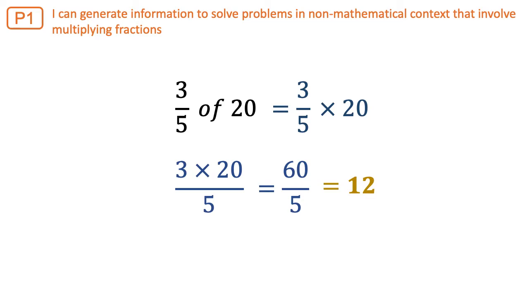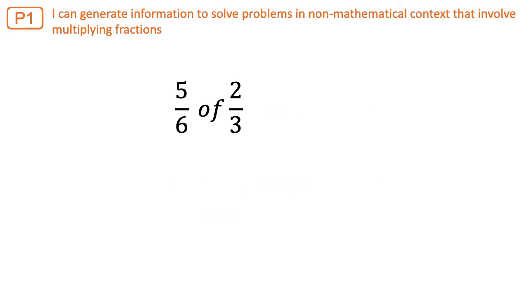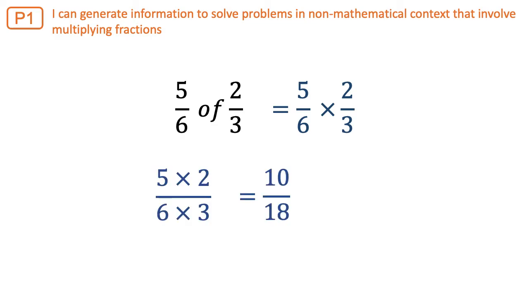With that understanding, what would 5/6 of 2/3 equal? As we've seen, this would equal 5/6 multiplied by 2/3. Multiplying the numerators and denominators, we get 10 out of 18. Recognizing that 10 and 18 have a common factor of 2, we simplify our fraction to 5 over 9.